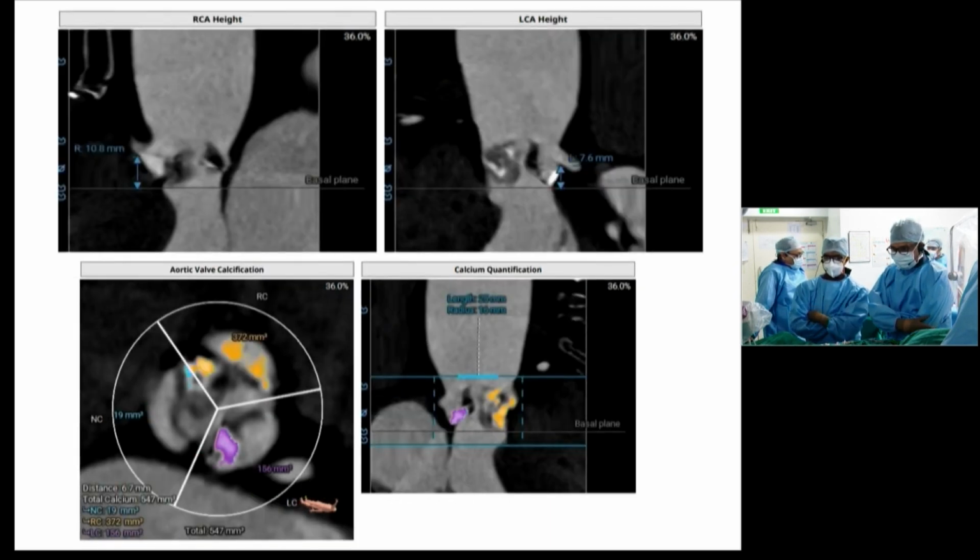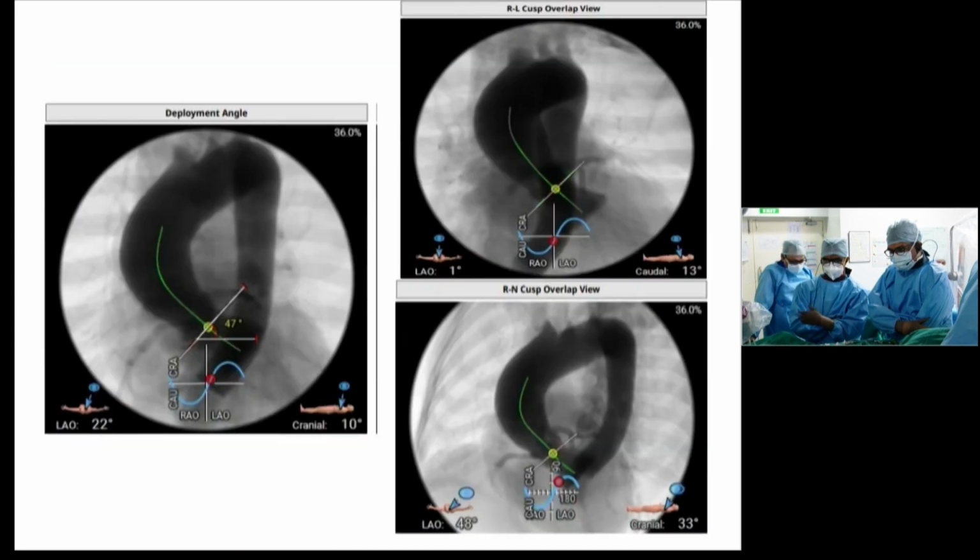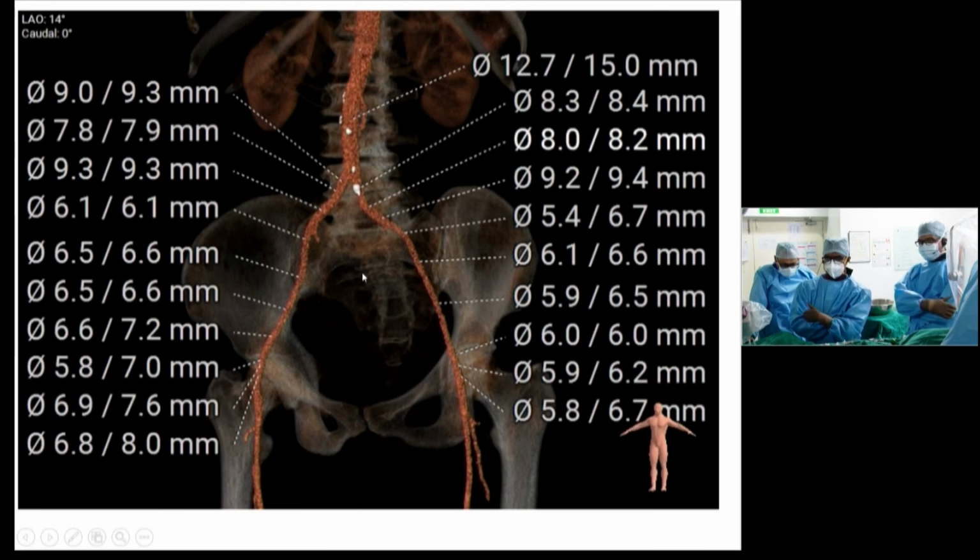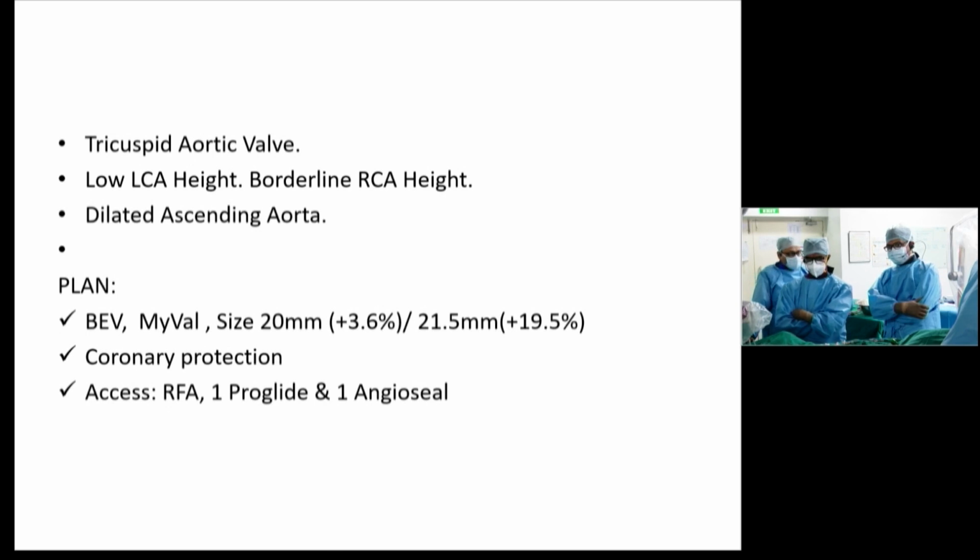Here we are able to see the calcification. The calcification is mostly in the valve leaflets. This is the deployment angle, and we have good size femorals on the right side. So it is basically a low risk patient with a tricuspid aortic valve with low coronary height and mildly dilated ascending aorta. She was given the option of surgery, and she was not willing for the same, and hence we are taking her for TAVR.